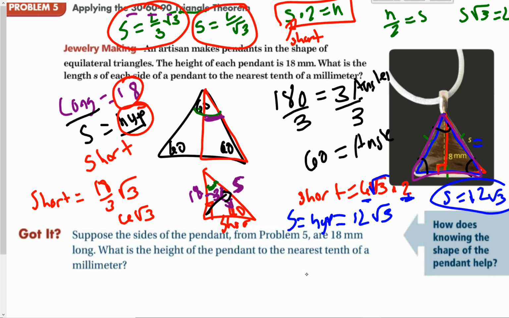So this one, you're going to do the same thing. You have the pendant, but this time it is 18 millimeters long. So this side is 18, and you're asked to find what this height needs to be. Right here, this red one. So you kind of go backwards. You start with this side. Well, what is this side? Is this side the short leg of this triangle, is it the long leg, or is it the hypotenuse? And so you're trying to find this one right here in green. Okay, all right, that's it for problem number 5 and the last problem of this section.